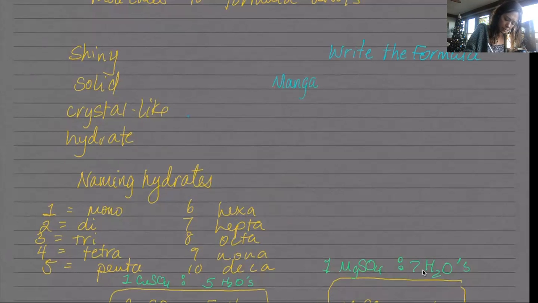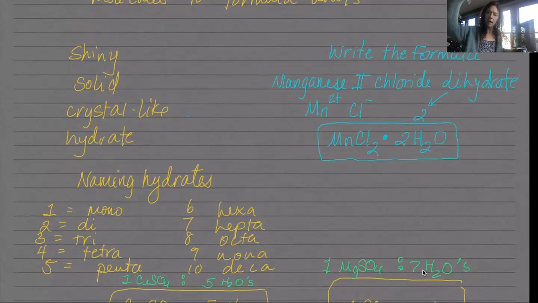Manganese 2 chloride dihydrate. Well, that's easy. Manganese 2 chloride is MnCl2. Dot di is 2. Hydrate is H2O. All right, so you just take what we've learned and add a dot H2O with a number in front of it, okay?